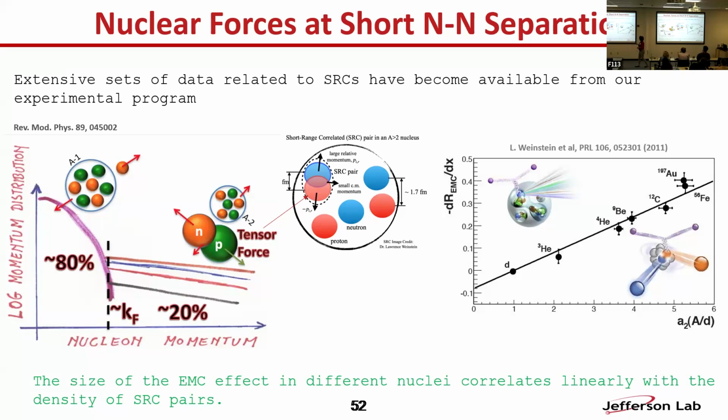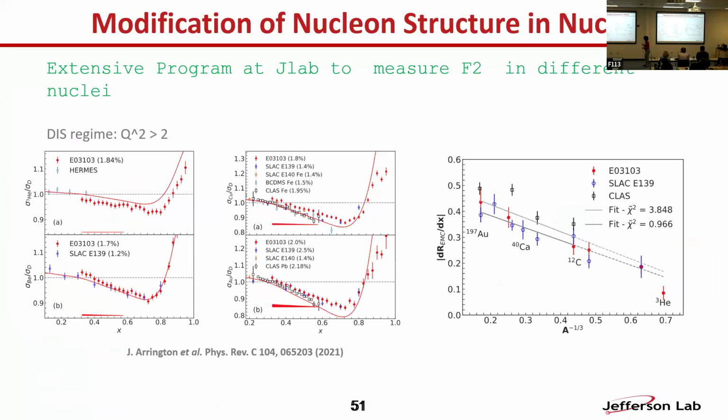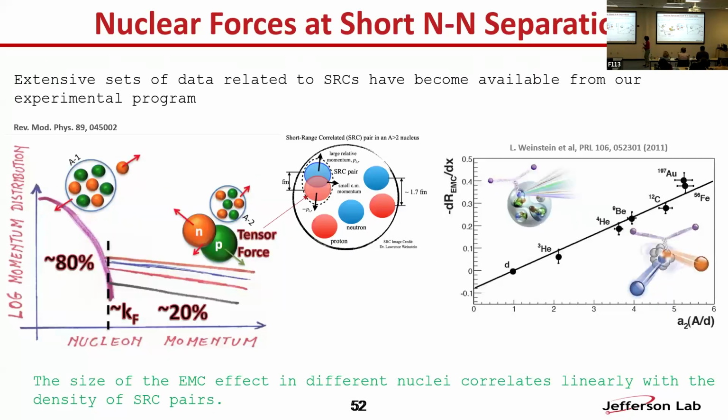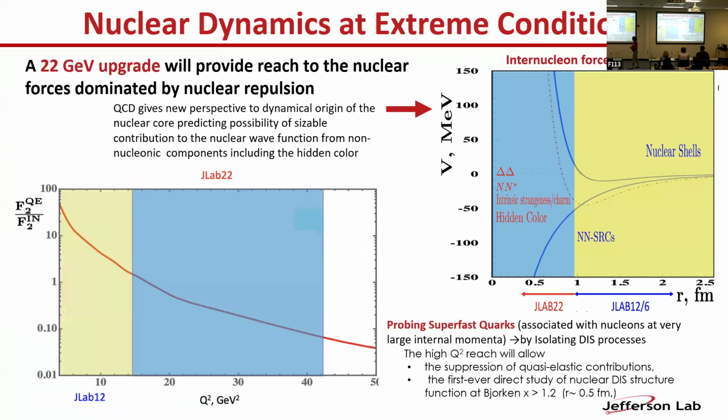What is this plot? Here is this dR_EMC over dX, this one that I showed you, versus the local density. This is the density of the short-range correlated pairs. And you see, this is a linear behavior, a linear correlation. So we are, again, going to investigate this with more targets and higher energy, and this is an ongoing program, a very large part of the science program here.